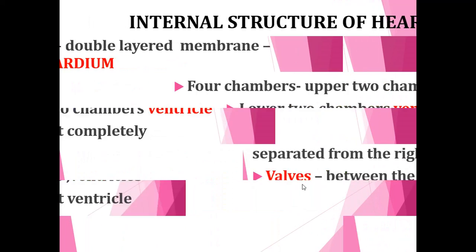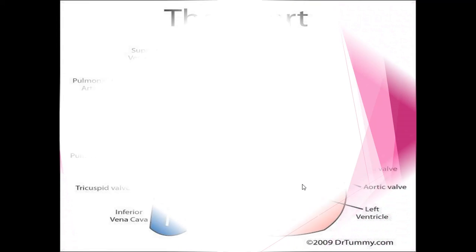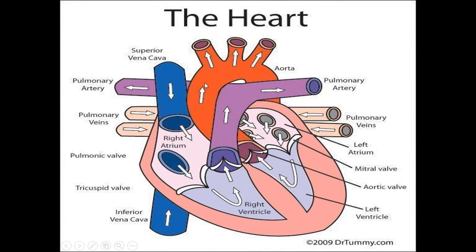Understood, children? Now let's see about the structure of the heart. Here you can see the picture of the structure of the heart. The heart consists of the largest blood vessel, that is aorta. Then it consists of pulmonary artery, pulmonary veins, and you can see here the heart consists of 4 chambers.